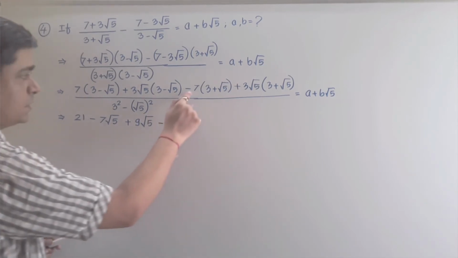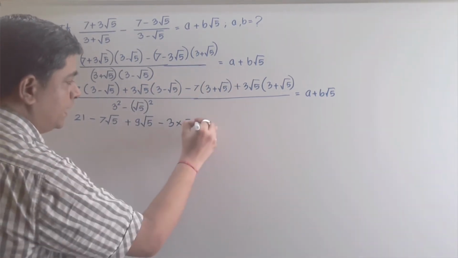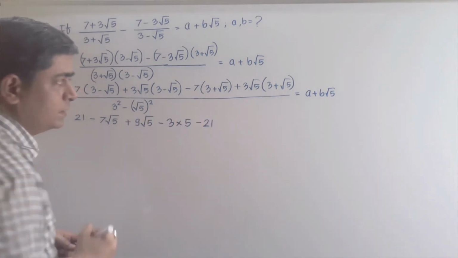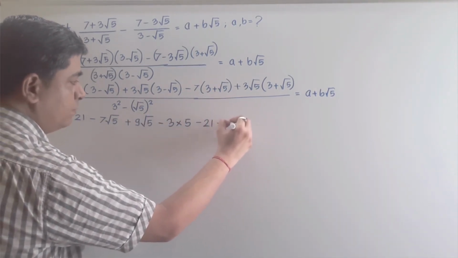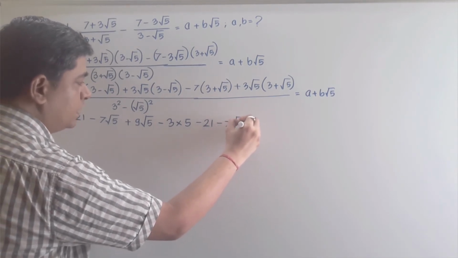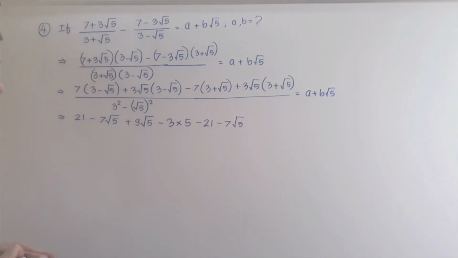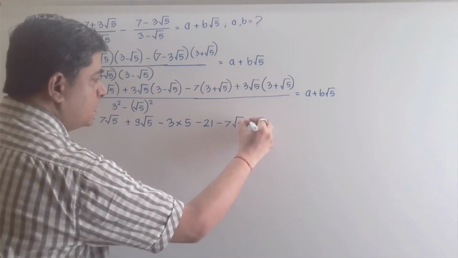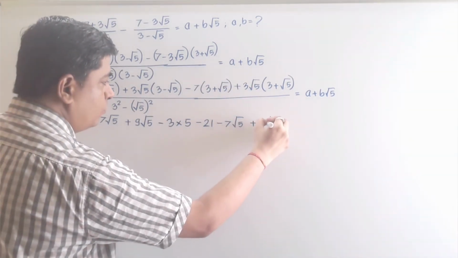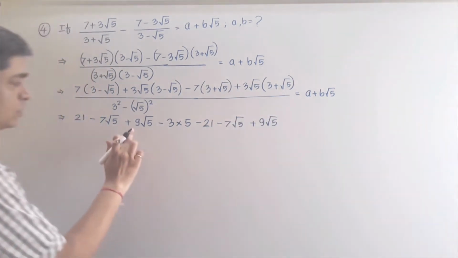Same way, minus of 7 multiplied to 3 will be minus of 21. Minus of 7 multiplied to plus root of 5 will be minus of 7 under root of 5. Right? Then 3 root of 5 multiplied to 3 will become plus 9 under root of 5. Same way as I wrote here.